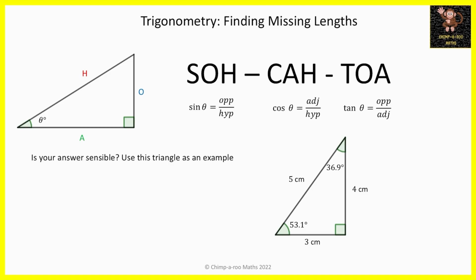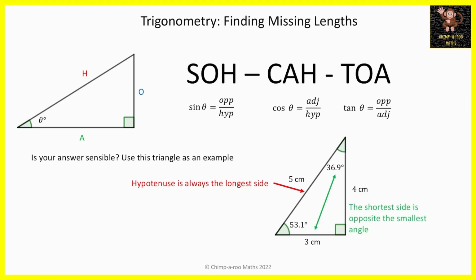Now look very closely, you can see the hypotenuse is always the longest side, opposite the right angle, opposite the largest angle. The shortest side is opposite the smallest angle. So when you're working this out, is it sensible? Are you expecting to get the shortest side? Are you expecting the longer side, or the one in the middle?